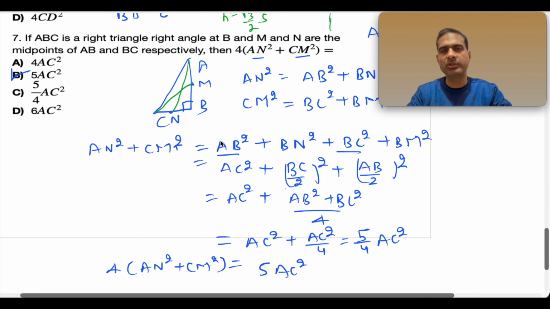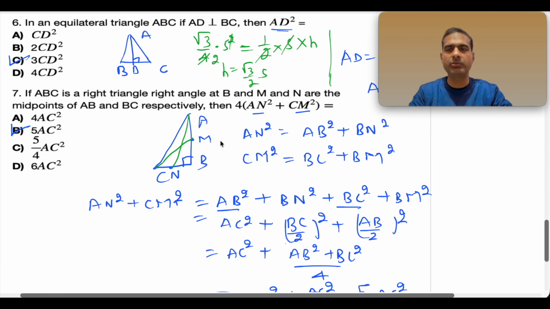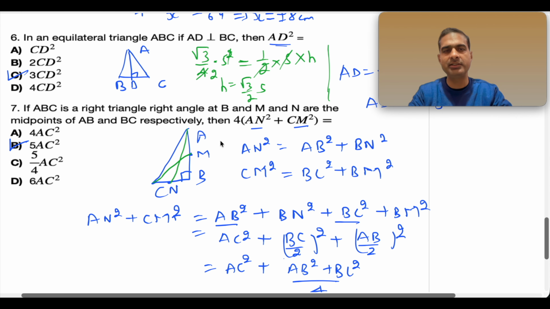Firstly, looking at this question, it can look tedious, but if we look at it in parts, it will become easier. So what was the question? If ABC is a right triangle, right angled at B, and M and N are midpoints of AB and BC respectively, then we had to find out the value of 4 times (AN square plus CM square).